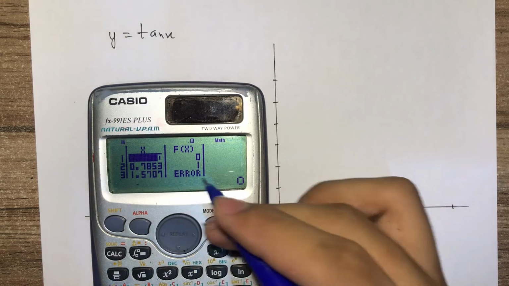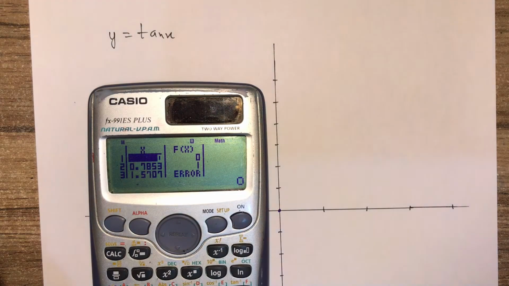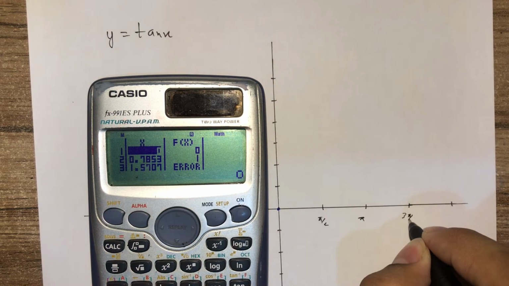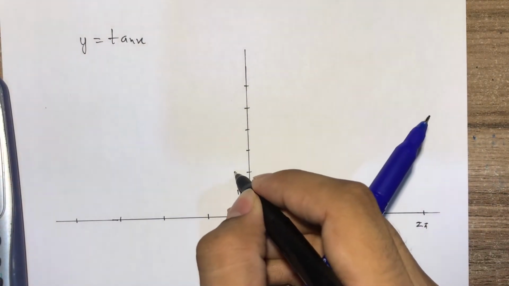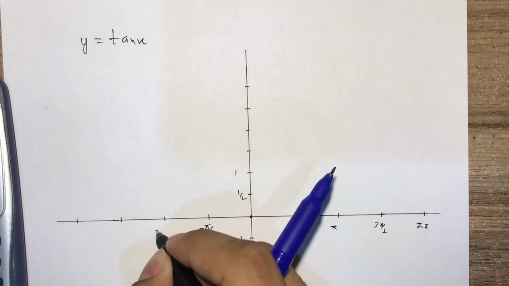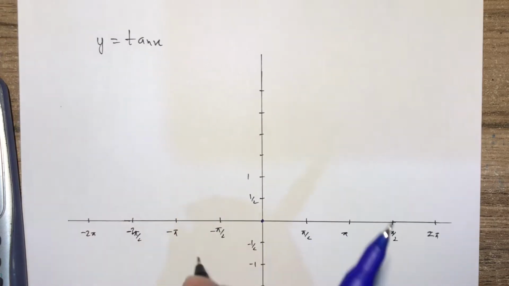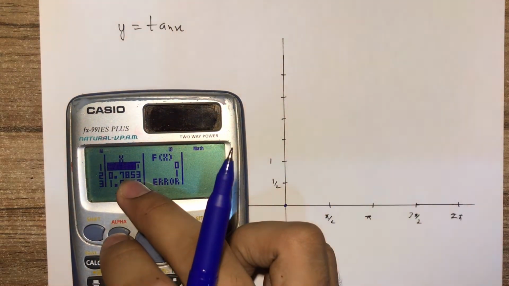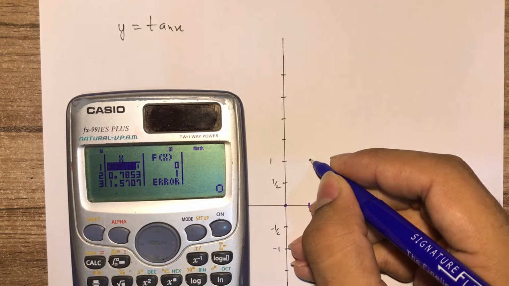So at 0 radians we have 0 as the image. At pi upon 4, okay, I forgot to label it. So pi by 2, pi, 3 pi by 2, and then 2 pi. Okay, so at 0 radians we have 0 as the image. At pi by 4 radians we have 1 as the image. Pi by 4 will be in the middle, and then 1 at pi by 4.